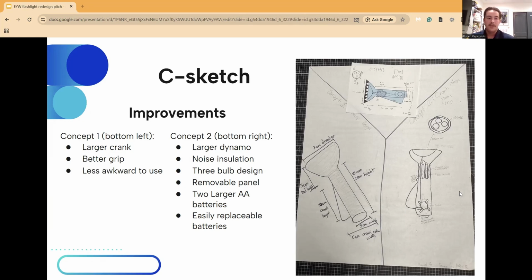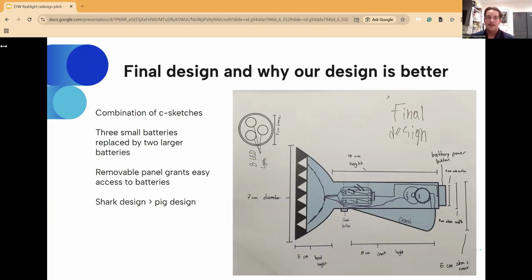Additionally, in concept 2, we came up with a 3-bulb design that utilizes higher voltage bulbs as opposed to the current 2-bulb design in order to produce a brighter light that would reasonably double our light output that we specified earlier. Our final design is a combination of our 2 C sketches from the last slide.